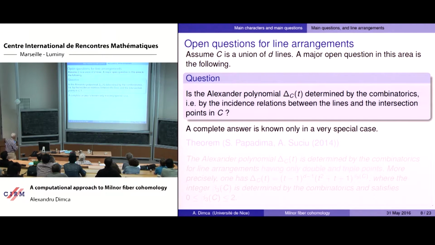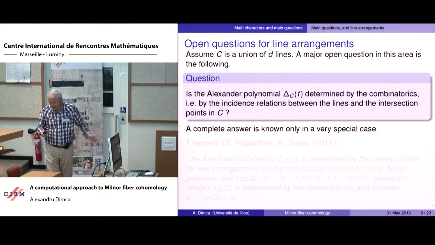So if I have two line arrangements with the same number of lines, they have the same combinatorics if I can establish a bijection between the lines such that two lines meet in a point if and only if the corresponding two lines meet according to the same pattern. And the answer to this question is not known. That should be known. I don't know.